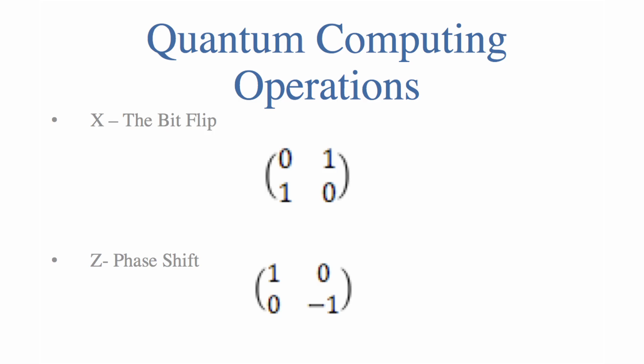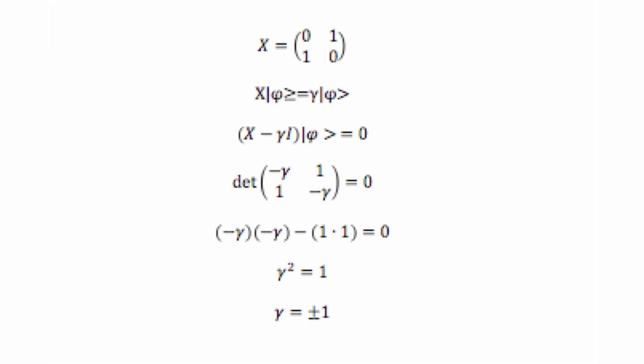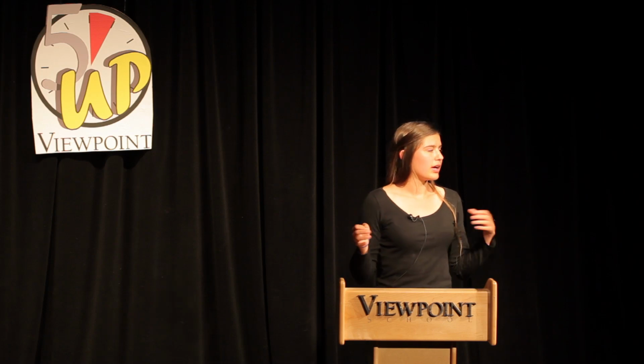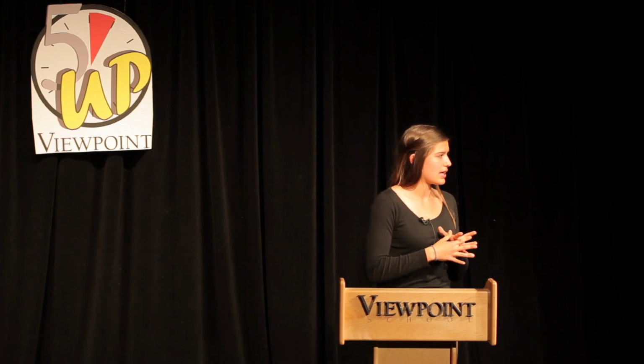I then looked into quantum computing operations. These matrices, when multiplied by states, will change the values of the probability amplitudes. From these operations, you can calculate eigenvectors and eigenvalues. Here is one calculation for the eigenvalues of the bit flip. The eigenvalues are basically numbers that, when multiplied by a state, are equivalent to the computing operation multiplied by the state.